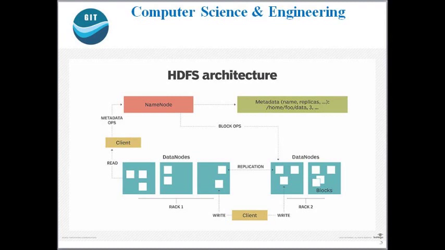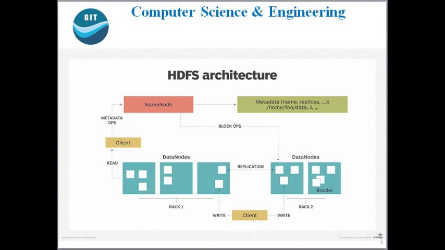Secondary name node: this is only to take care of the checkpoints of the file system metadata which is in the name node. This is also known as the checkpoint node. It is a helper node for the name node.